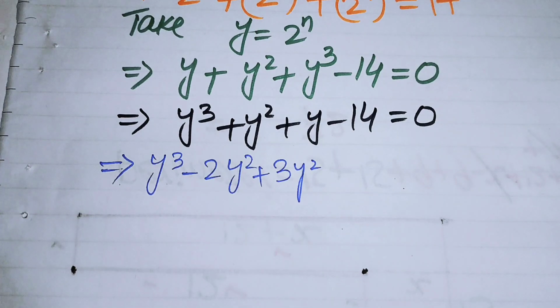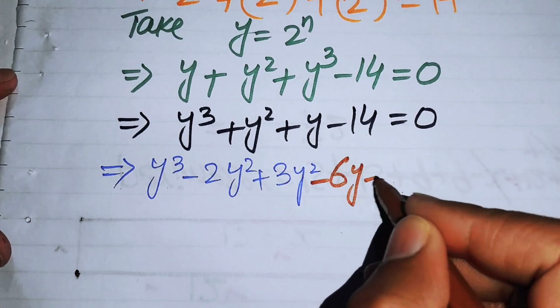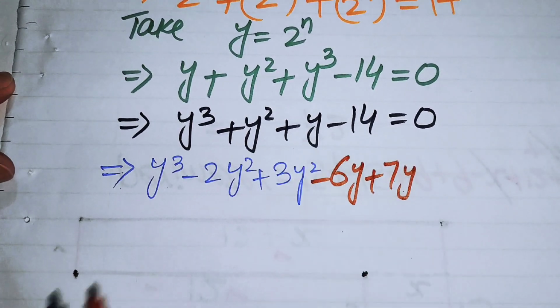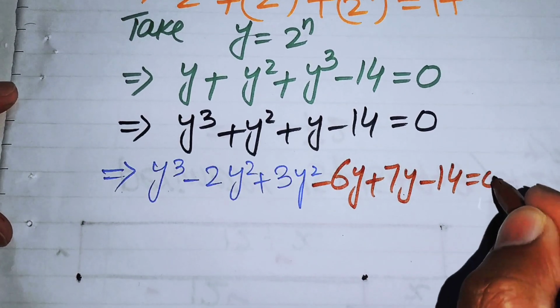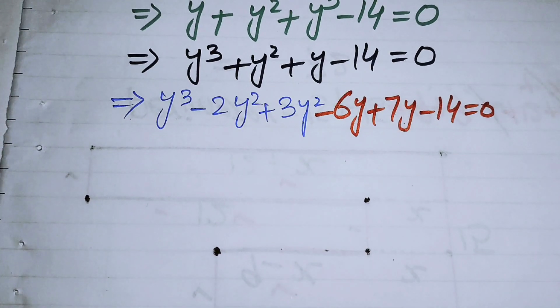And similarly we write this plus y as minus 6y plus 7y, and you know that minus 6y plus 7y equals plus y, and now you have minus 14 equals 0. This is the very important step we can do here. Now we easily make the factors of this equation.